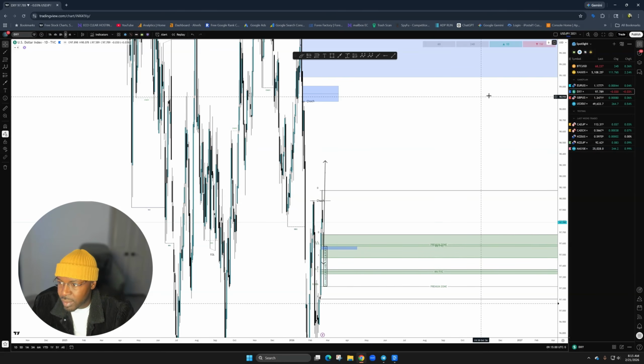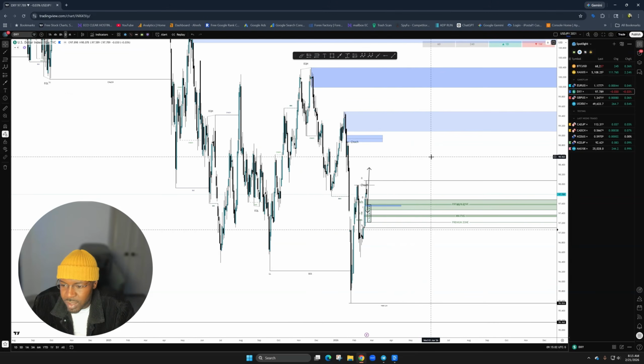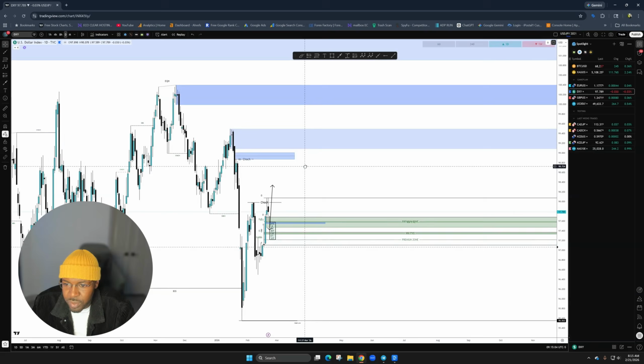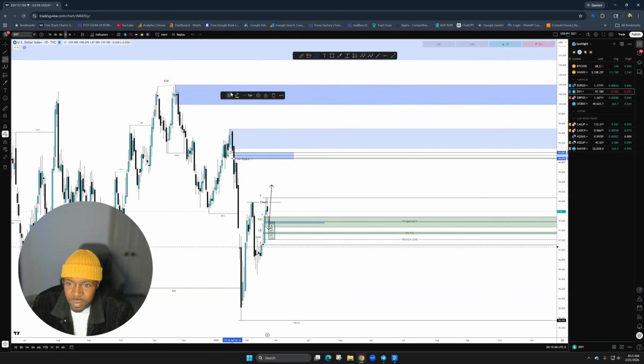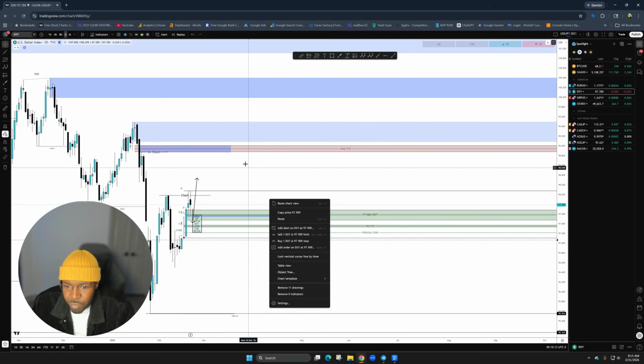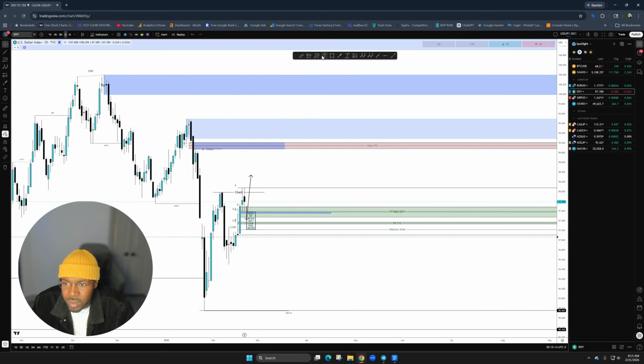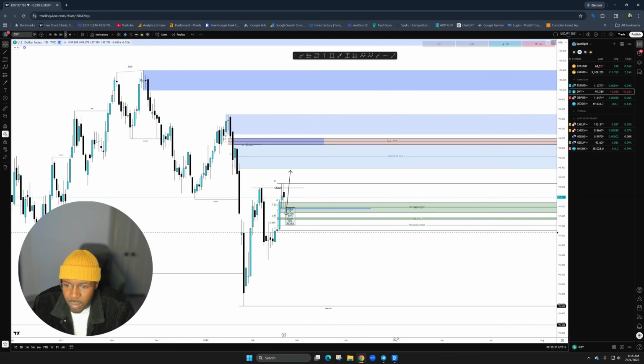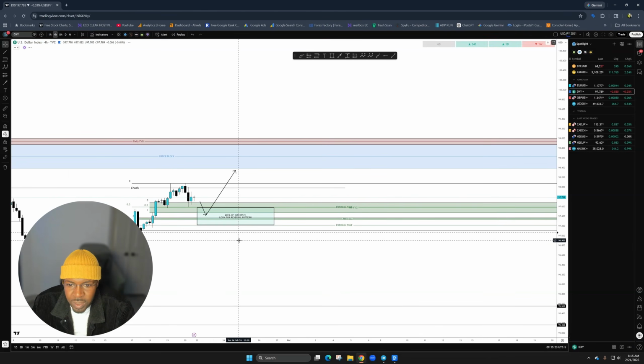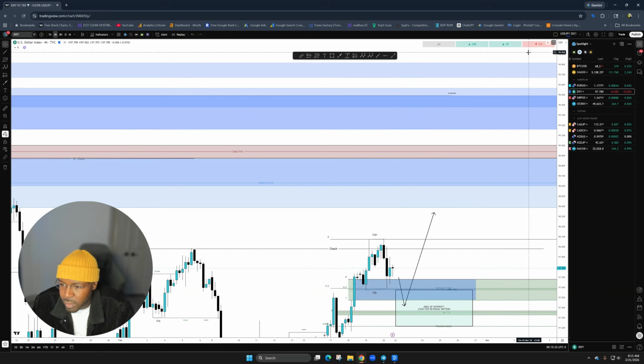Now, I do see one area that I am targeting towards the left side when we go up, and it's going to be this fair value gap right here. And there's going to be a daily fair value gap. So this is what I'm looking at. And before this fair value gap, I'm interested in this order block. Cool. All right. So that's what I'm looking at this week for the DXY.